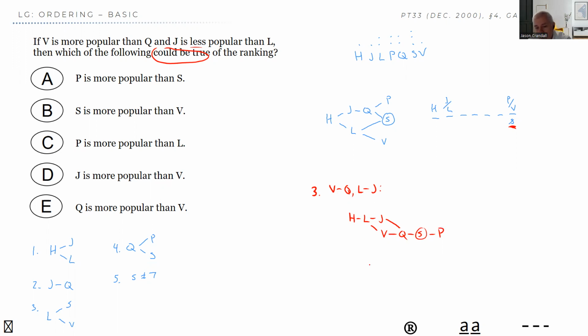Okay, so again, I want to try and condense this a little bit so that I can really focus on where the uncertainty is to try and find that could be true answer. I know H is still first. I know J is no longer an option for second. That means L has to be second.